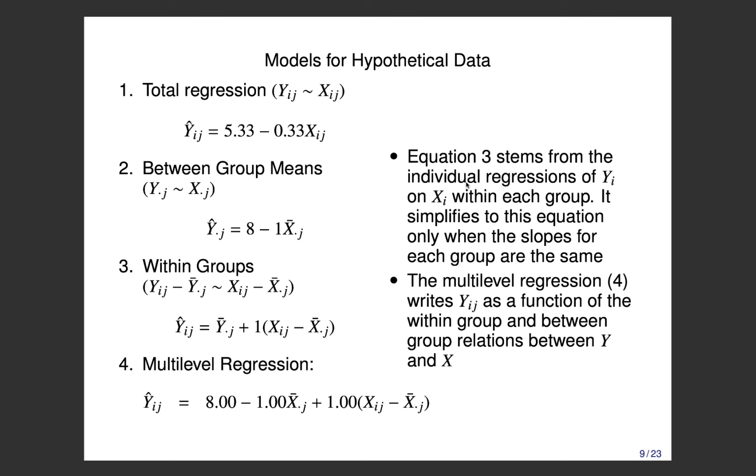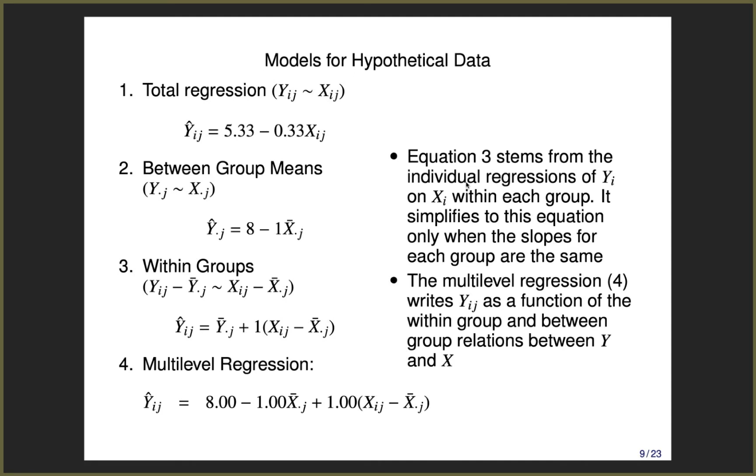So thinking back to the graph that we saw before that had those three different effects, the between unit effect was basically this one. 8 minus 1 times the group mean of x was the predicted group mean of y. So the coefficient for the between effect was -1. And the coefficient for the within effect was +1. Right, and we saw that the coefficient for the just regular OLS without paying attention to grouping at all was -0.33.